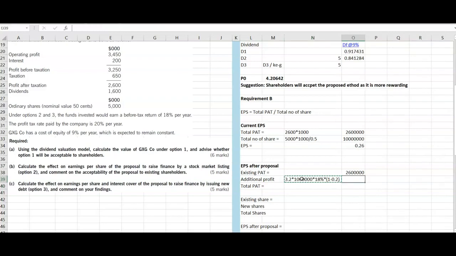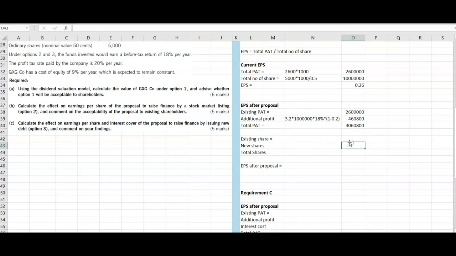So we'll take this, we'll put it here. We put an equal. We got the number. So both these numbers, this as well as this, will give us our total profit after tax. Existing shares we know. So this is the total number of shares which is existing. We'll take that. And new shares in issue that we have to find.